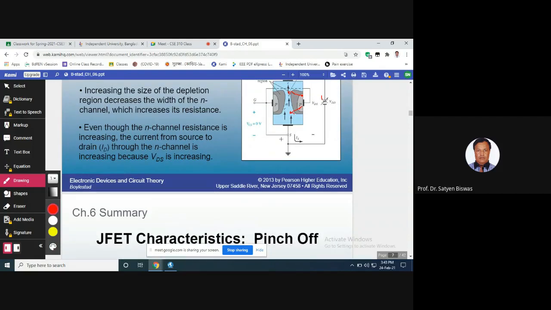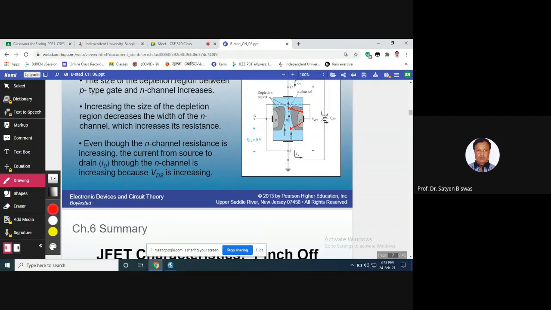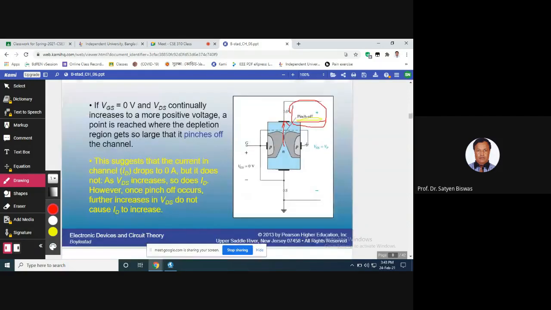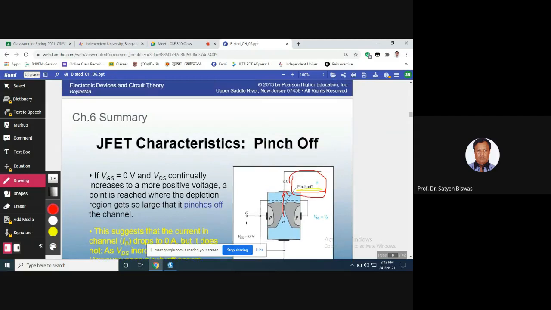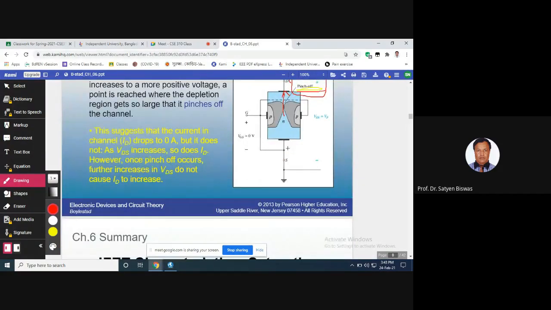If we increase this supply voltage VDD, gradually going up to this point, the two depletion regions from left and right come close to each other and will touch at some point, and that phenomenon is known as pinch off. Once the pinch off has happened, the current will not increase anymore. But before that, the current used to increase depending on the voltage.